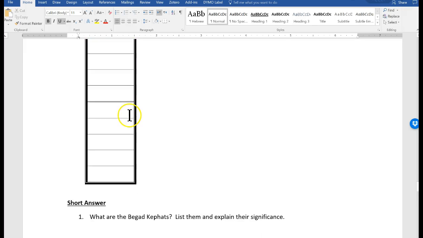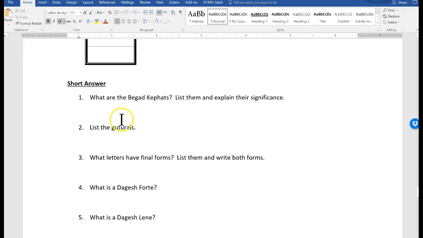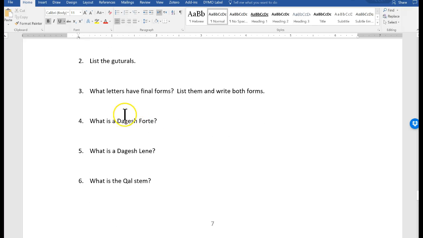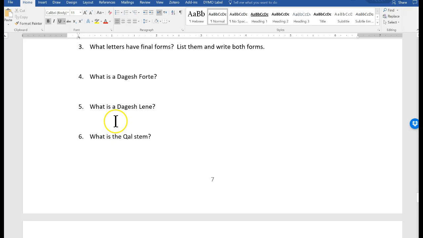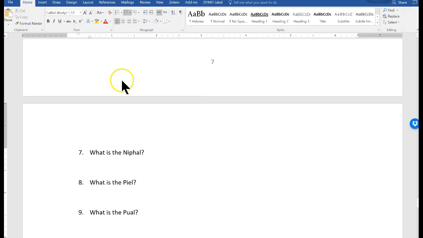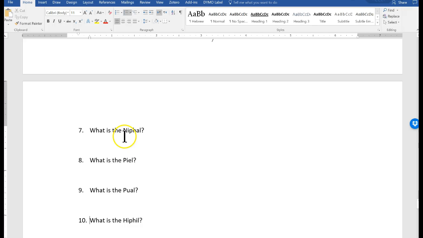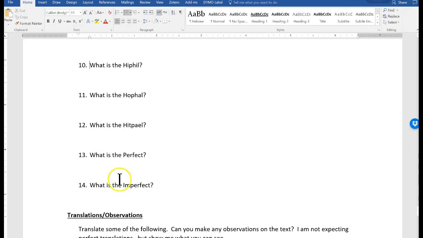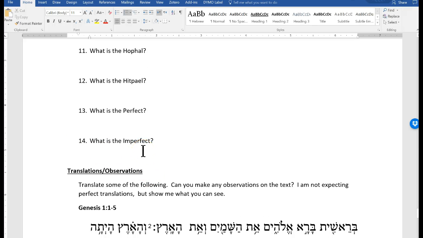The imperfect, and then short answer: what are the begadkefat letters, list them out, and what's the significance if they have the dot, if they don't have the dot. What are the gutturals? What are the final forms? List both the regular forms and the final forms. Explain what a dagesh forte is, dagesh lene. On this, what is the Qal? Niphal, Piel, Pual, Hiphil, Hophal, Hithpael. Explain what a perfect is, what an imperfect is.